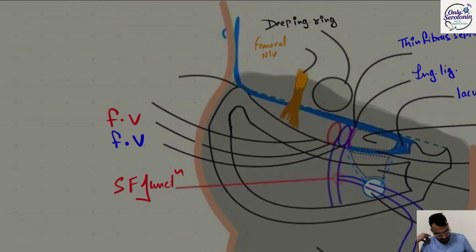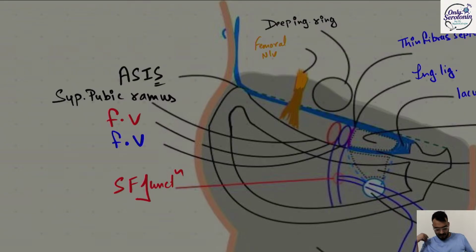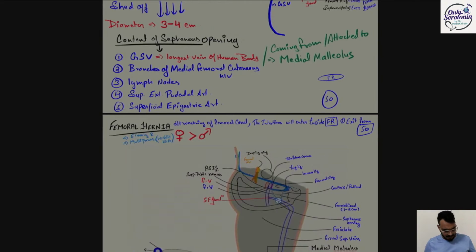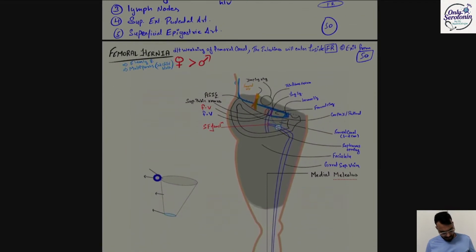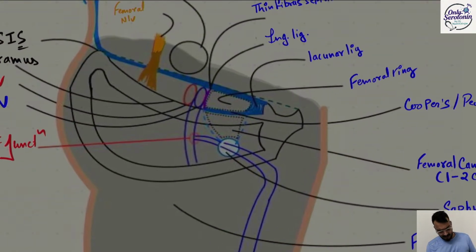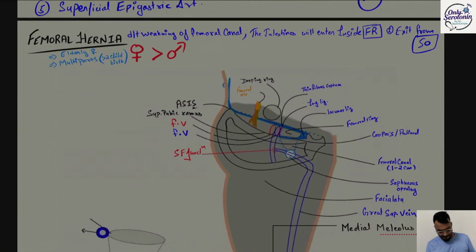Then this thing is what, guys? This thing here is your superior pubic ramus, right? It is the superior pubic ramus. And the upper point here, which is the first thing which we have studied today, that is the ASIS. So we have covered almost everything here except the midpoints, right?